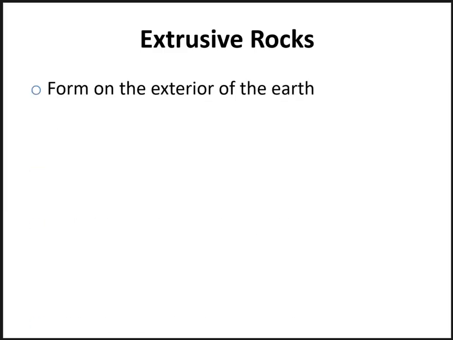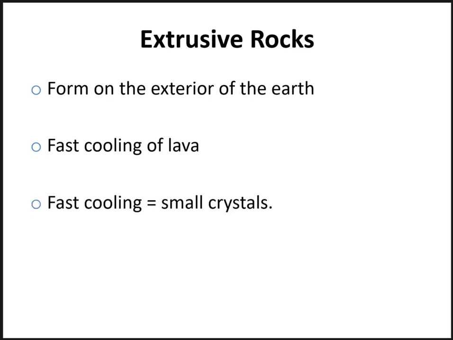The next type of igneous rock is extrusive rock, and these are rocks that are formed at the surface of the Earth. They are extremely fast cooling and give you small crystals. Sometimes the cooling is so instant that you don't get any crystal formation at all.